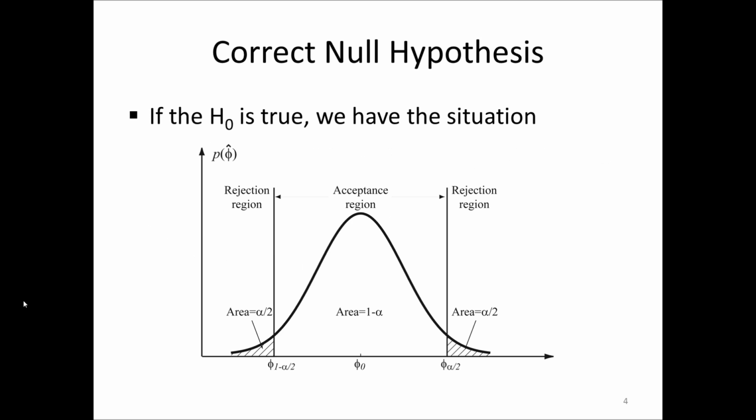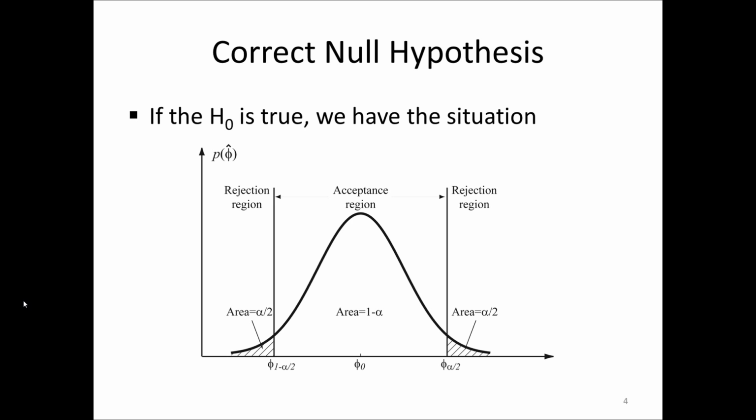Let us assume that the null hypothesis is true. Then we have a case where the probability density of the variable phi that we test, or rather phi hat as it's an estimate, is a normal distribution as indicated in the figure. Actually, more generally, it does not have to be a normal distribution, but it will be in our tests later. But at least we know the probability distribution.